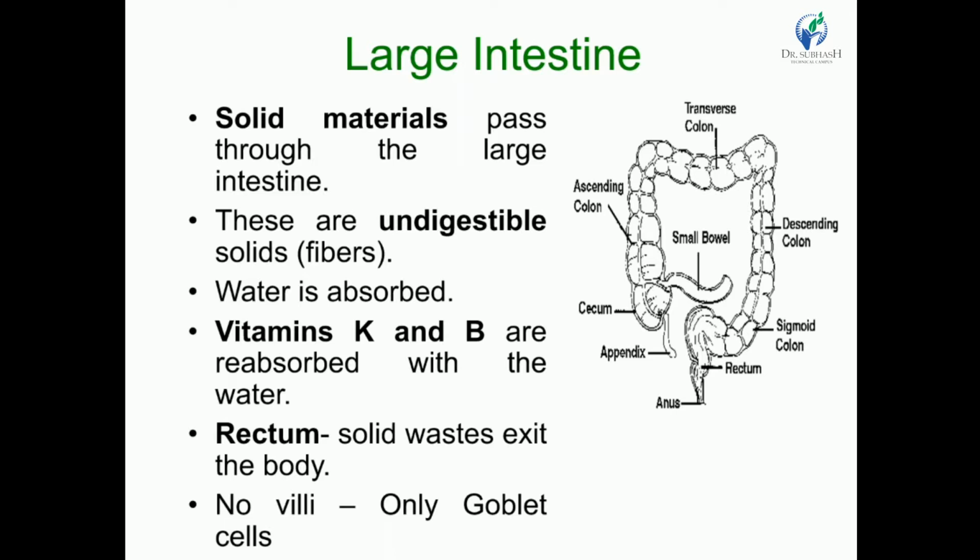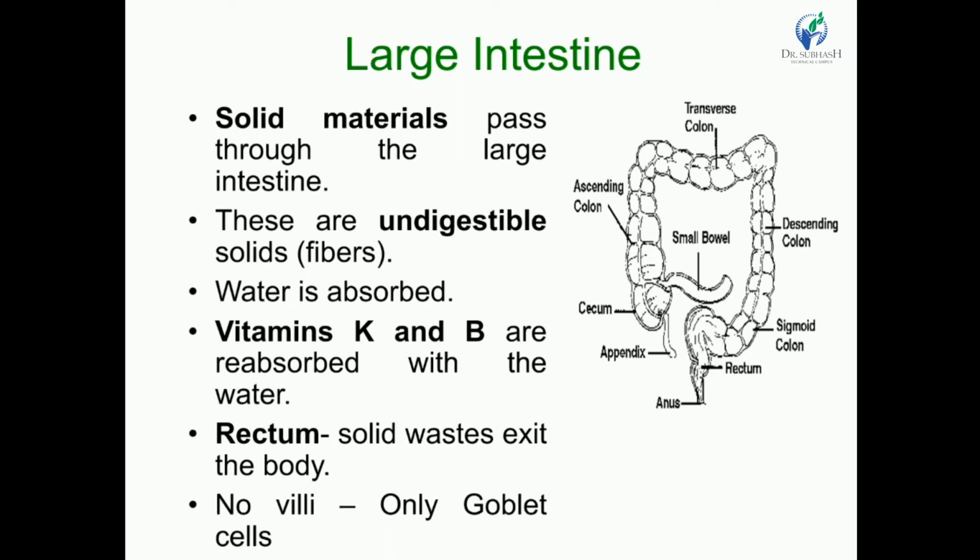The colon is about 1.5 meters in length, and is divided into the cecum, ascending colon, transverse colon, descending colon, sigmoid colon, rectum, and the anus. Solid material passes through the large intestine, which is undigestible solids, mostly fibers that cannot be absorbed into the body. The major function of the large intestine is to absorb water.